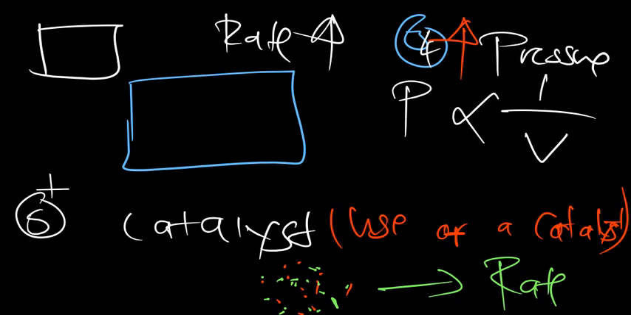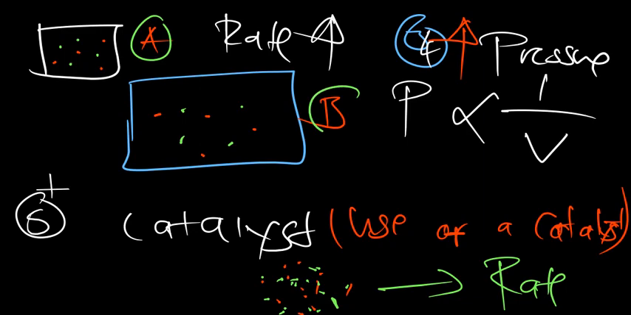Look at the two containers, container A and B. Let's say we had added the same number of particles, 1, 2, 3, 4, 1, 2, 3, 4, and then 1, 2, 3, 4, 1, 2, 3, 4. Where do we have our pressure? Is it in A or B? A. So where would you expect the rate of reaction to be higher? Is it in A or B?